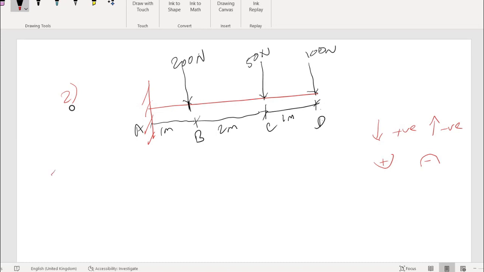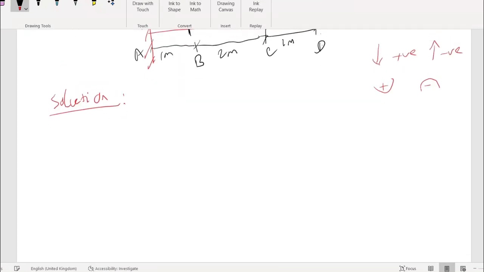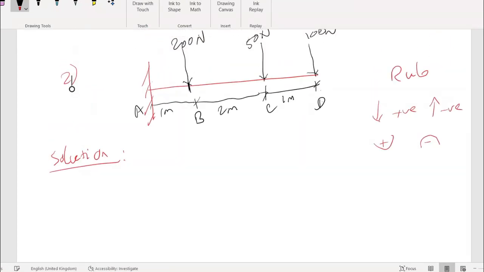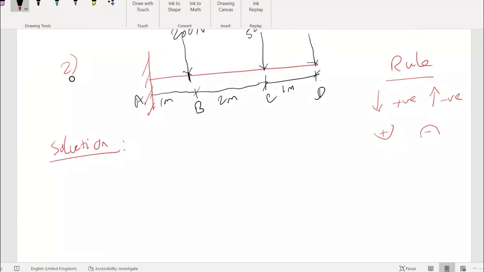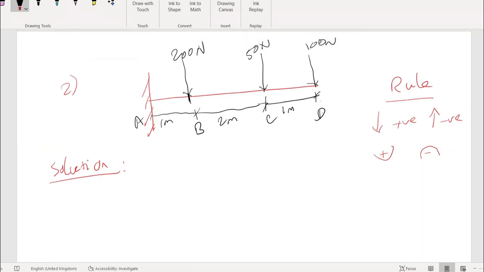Let's analyze, and the solution will be like this. We follow the rule. I have written the rule here. This is the rule to be followed, right? From now on, all of you follow carefully. It is with 100 newtons already. Let's do the shear force diagram first, or analysis for shear force diagram. So shear force at just right hand side.